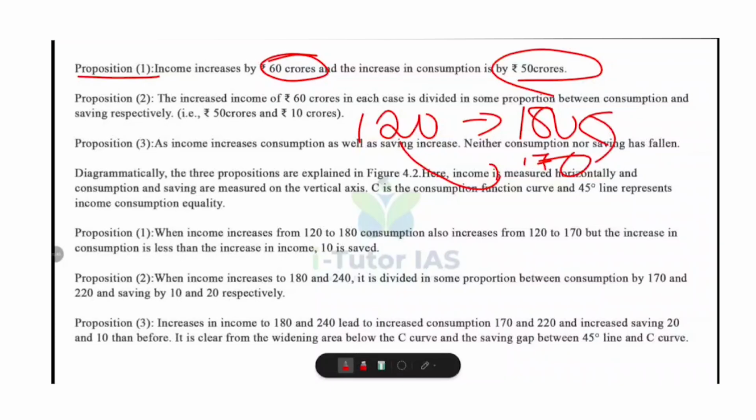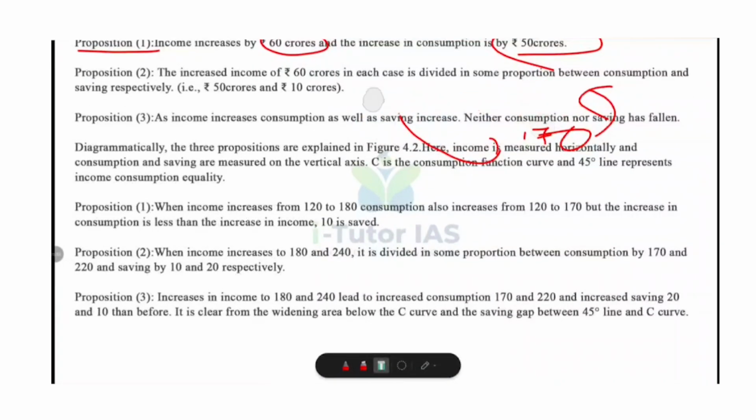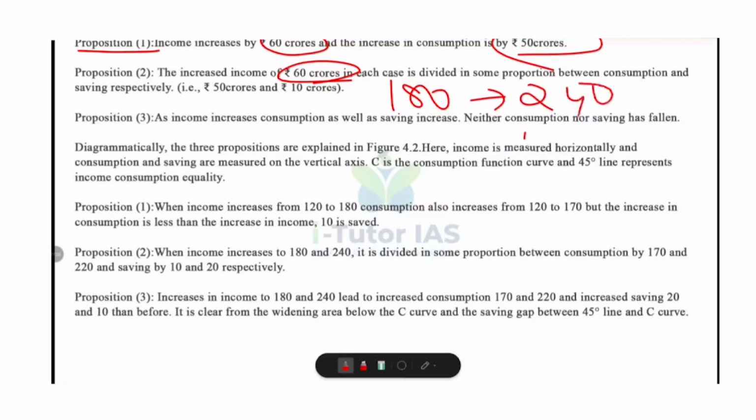Look, as income grows, people do spend more, but not all of it. A part of it is automatically becoming saving. And proposition number 2, what was that? Yes, increased income is divided between consumption and saving. Now, this increased income of 60 crores is shared between consumption and saving. For instance, income rises from 180 crores to 240 crores. What happens? Consumption rises from 170 crores to 220 crores, and the rest, 20 crores, that is 240 minus 220, becomes saving.